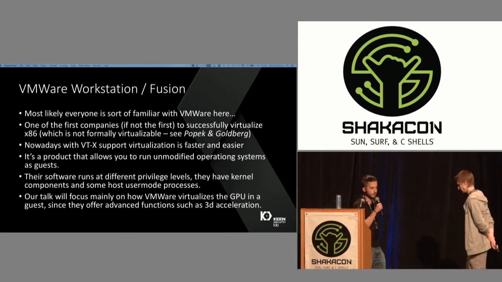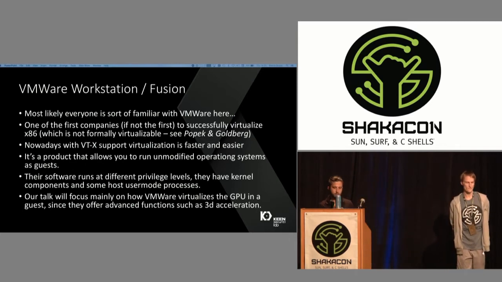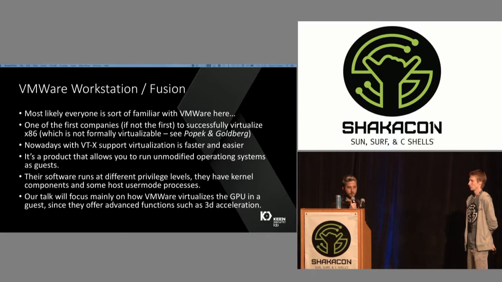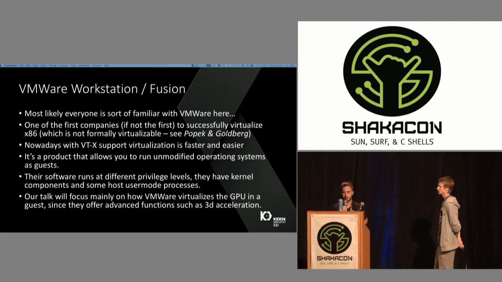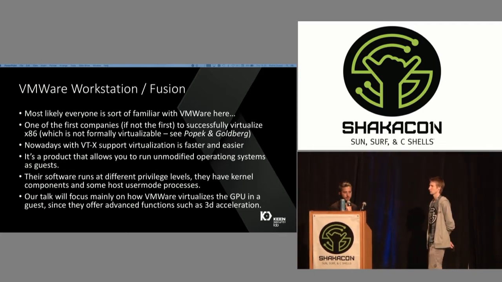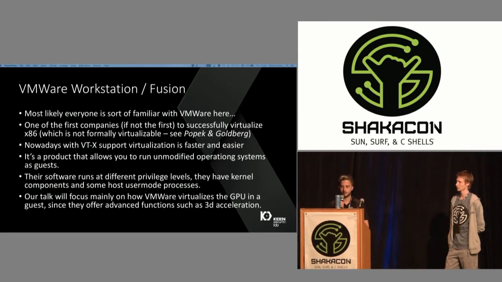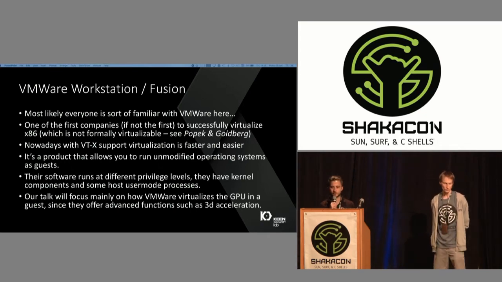So I assume everyone here knows what VMware Workstation is. Basically VMware was the first company to virtualize the x86 architecture, even before there was virtualization support at CPU level, because the x86 architecture is not formally virtualizable. But nowadays some instructions in the CPU were added, and thanks to the VT-x support, it's now much easier to virtualize this platform.